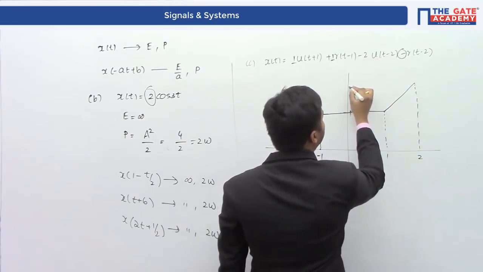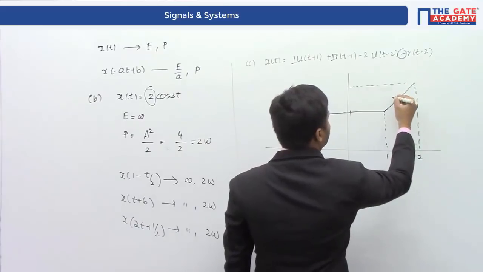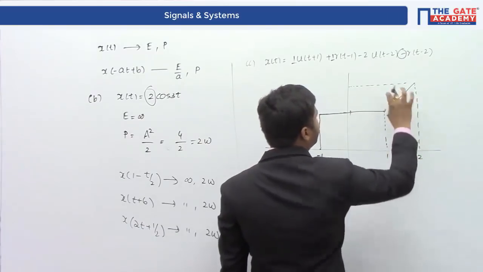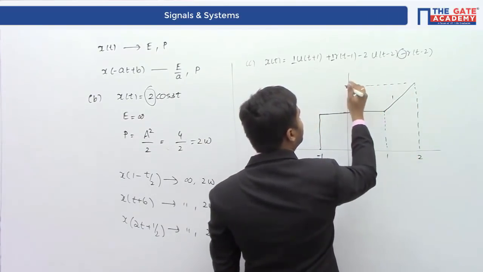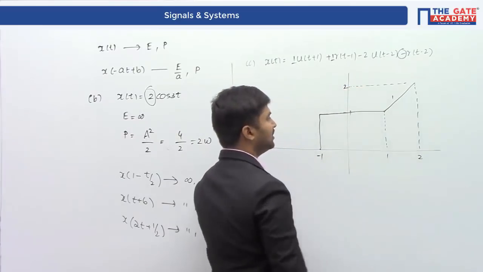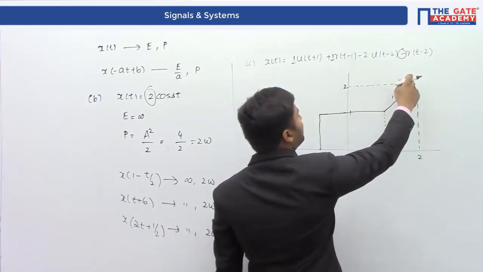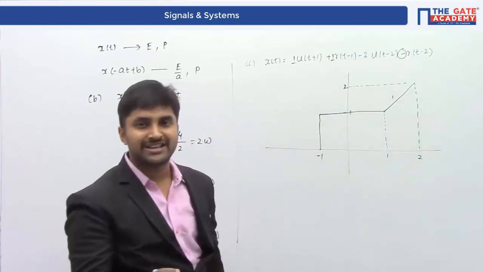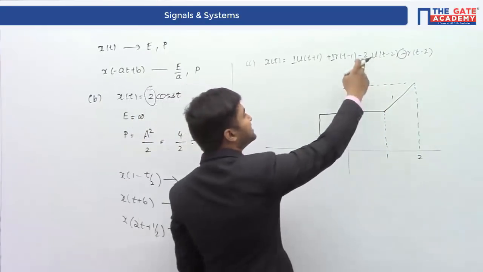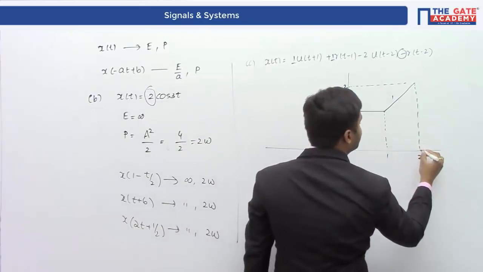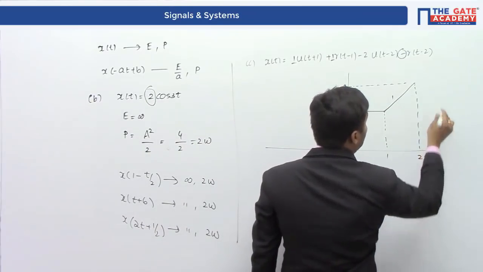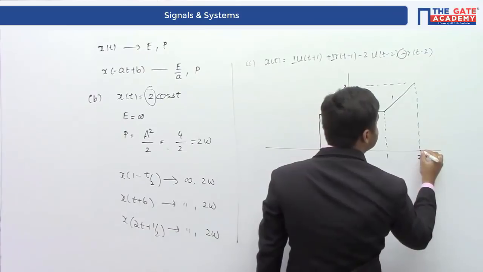What is the amplitude here? Here the slope is 1. You are moving 1 unit, it means that here also you are gaining 1 unit. So it becomes 2. Now you are adding a step of minus 2 to the already existing amplitude of 2. It means that now the amplitude becomes 0, and you can also see that the slope is also 0.